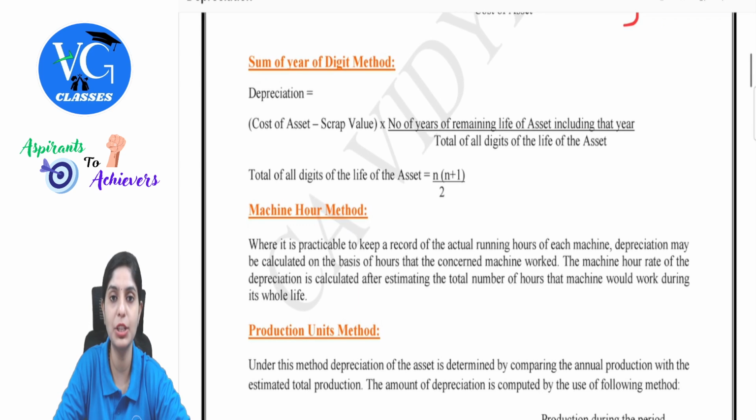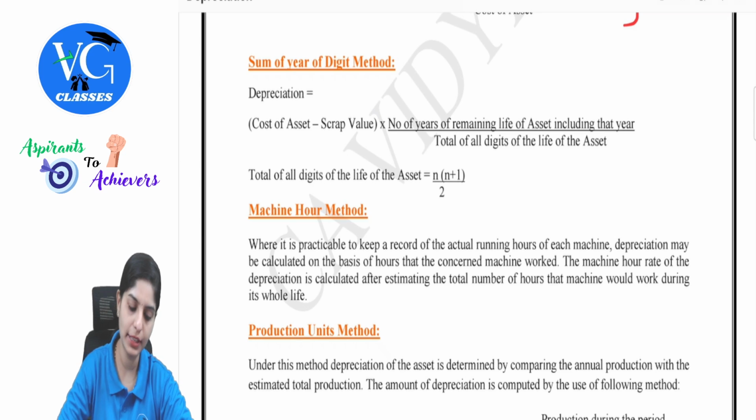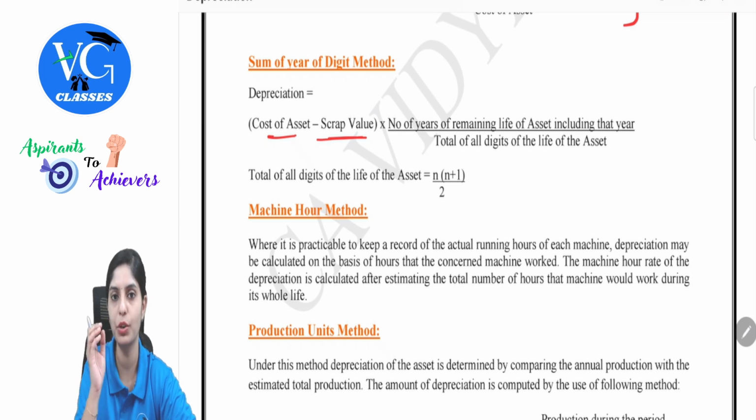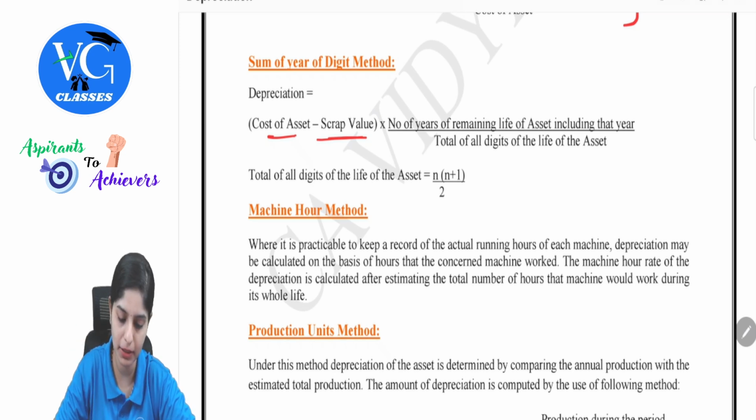Next, sum of years of digits method. Depreciation under this method particularly considers the number of years in respect of useful life. How to calculate this? Cost of asset minus scrap value, similar to what we saw on top for straight line method, will be multiplied with the number of years of remaining life of the asset including that year, divided by the total of all digits of the life of the asset.